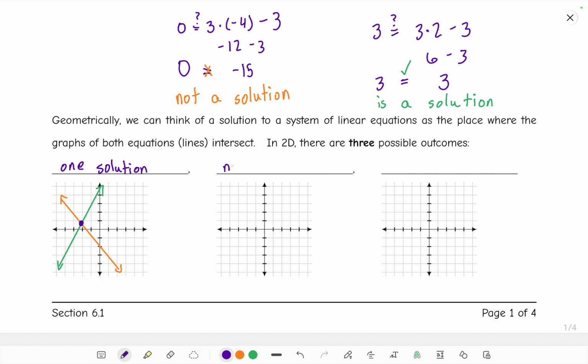You can get no solution. So that means the two lines do not intersect anywhere. Hopefully you remember the term for this, but we call these parallel lines. They'll never intersect. Parallel lines have the same slope.